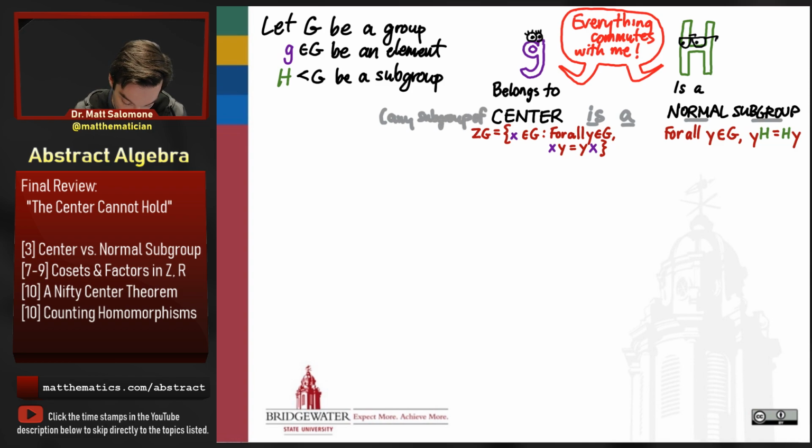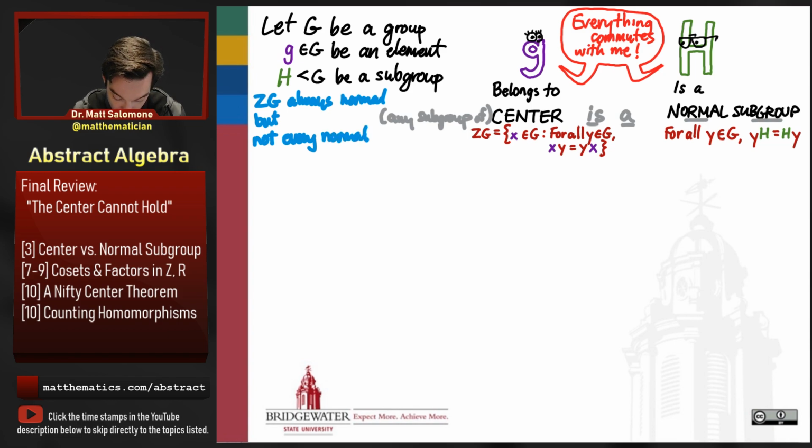So not even necessarily just the whole center. If I have any subgroup of the center, that subgroup will also be a normal subgroup of the group G. Unfortunately, it doesn't go the other way. So the center of a group is always normal. But not every normal subgroup is a subgroup of the center. So central implies normal, but normal does not necessarily imply central.